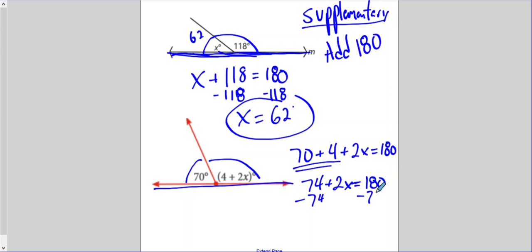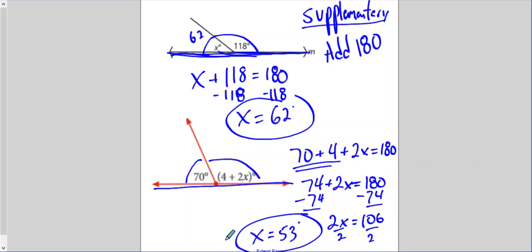Minus 74 on both sides. That gives me that 2x equals 106. And then we divide by 2 and find out that x is 53. So that's my value of x. That makes this relationship true. That makes that add up to that straight line of 180 degrees.